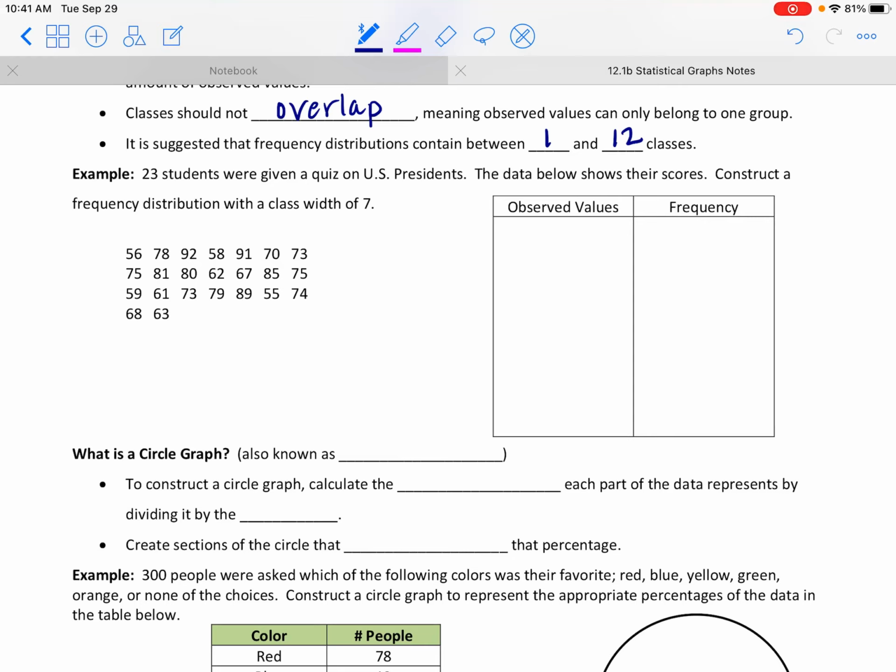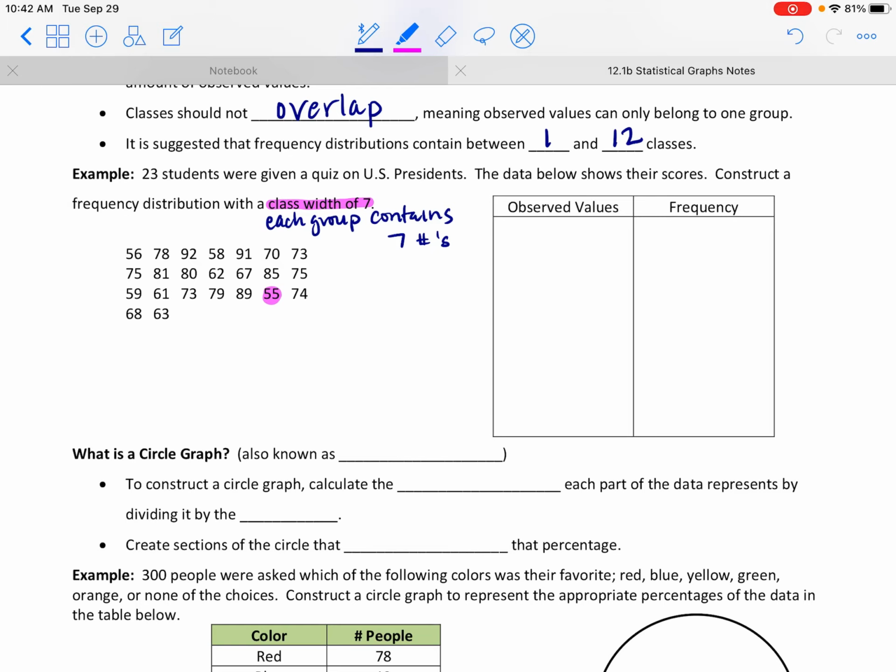And this one says to make a class width of 7. So a class width of 7, this means that each of the groups should contain 7 numbers. Okay, each group should contain 7 observed values, 7 different quiz scores in this case, okay? So let's start with our lowest number, right? We don't need to include anything in this table that isn't in our actual observed values. So the lowest number, the lowest quiz score, let's see, is it 55?